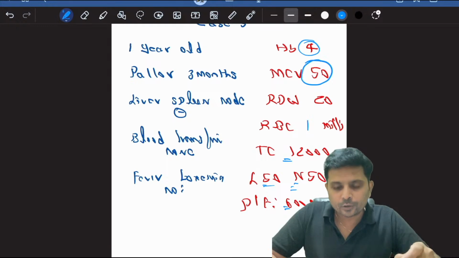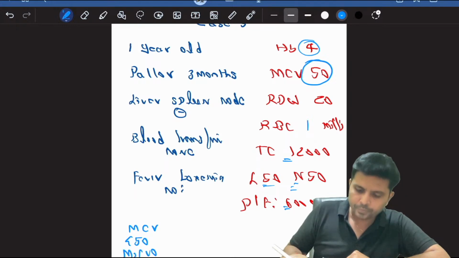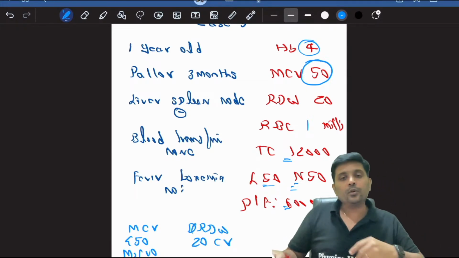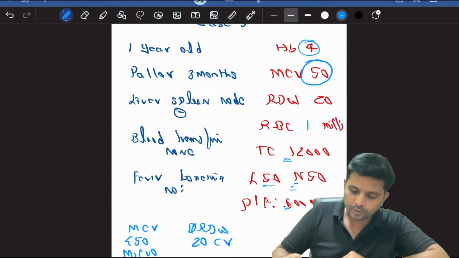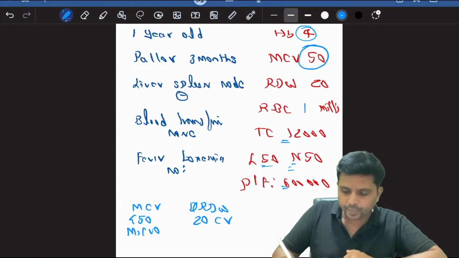So it is microcytic anemia. Rule 1: MCV is less than 50. Second point, RDW, red cell distribution width, is high. It is 20. You need to look for CV rather than SD. Is 20 very high? Whenever you have MCV low and RDW high, look at hematocrit.